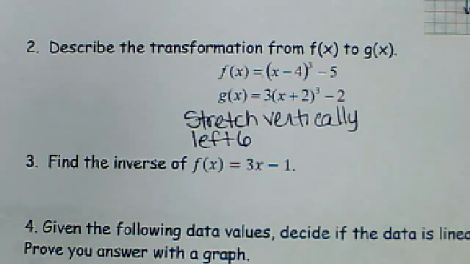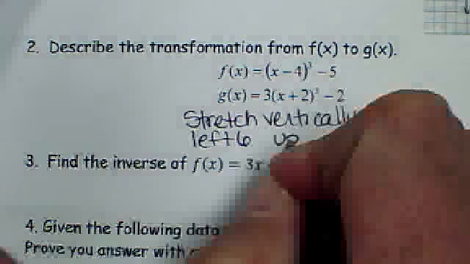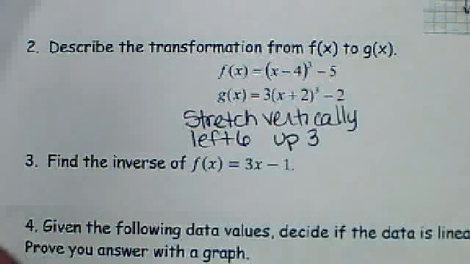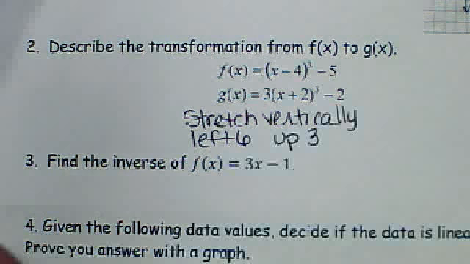On the outside, that -5 and -2 really means -5 and -2. That is an up and down movement. So if it was at -5 and now it's at -2, that means it moved up 3 places. So those are our transformations. It stretched vertically, went left 6 and up 3.